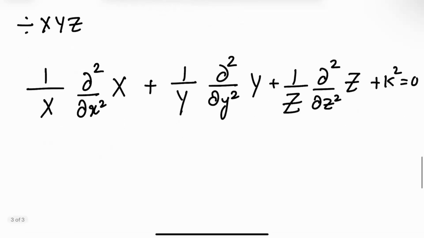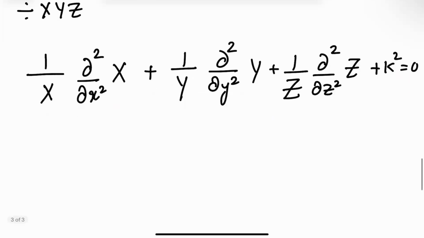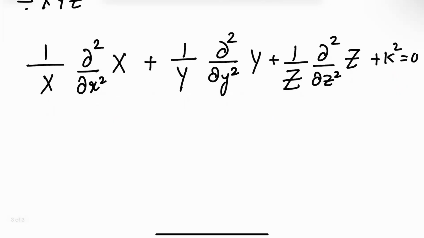Okay? So now, since this term is only a function of x, this term is only a function of y, and this term is only a function of z, for the summation to be equal to minus k square, a constant, it has to be true that each of them must be a constant, right? Because if this is a function of x, then the other two cannot be functions of x, which means it cannot be equal to a constant. So only if each of them is a constant can you have the summation be a constant. And that's why separation of variables is a powerful technique, because it allows you to separate these equations this way.